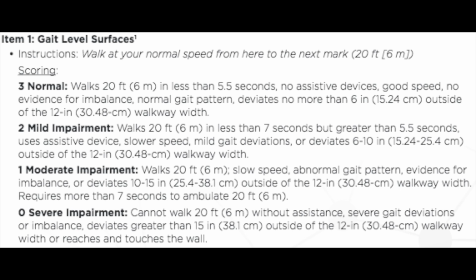A 0 would be given if they cannot walk the 20 feet without assistance, severe gait deviations or imbalances, and deviates greater than 15 inches outside the 12-inch walkway width or reaches and touches the wall.